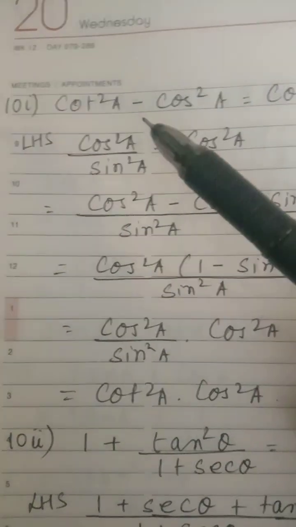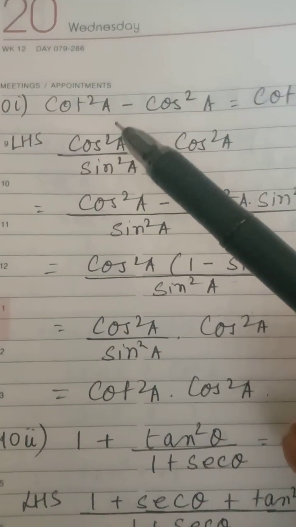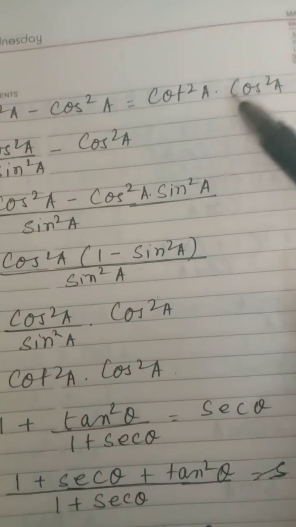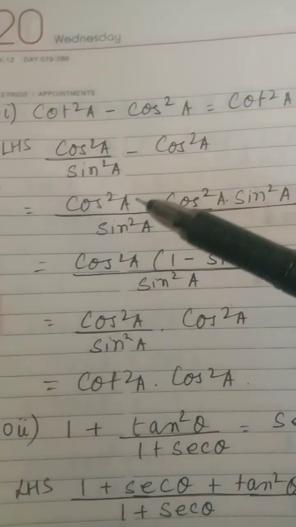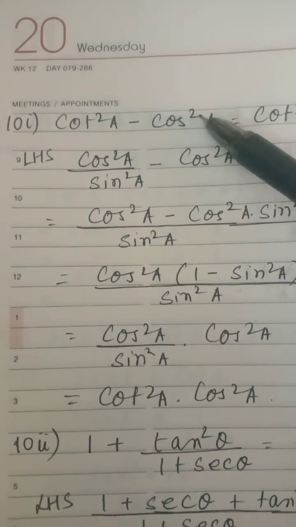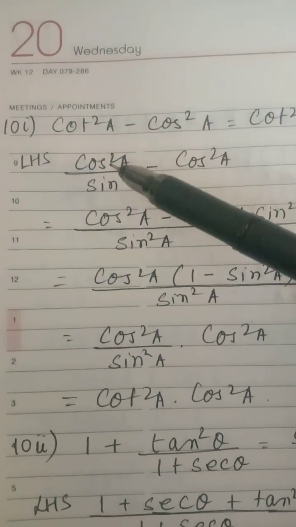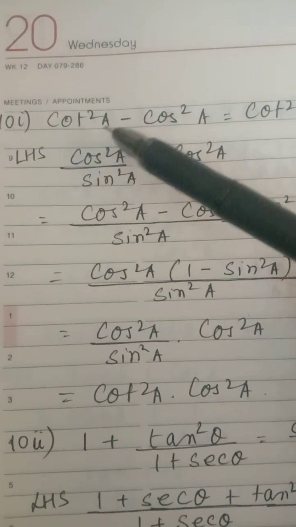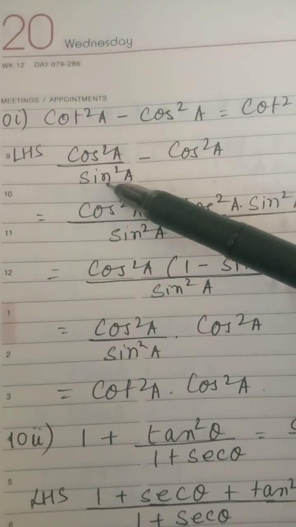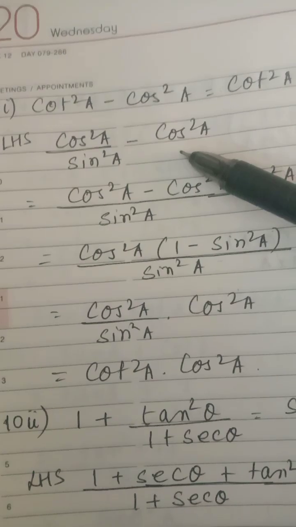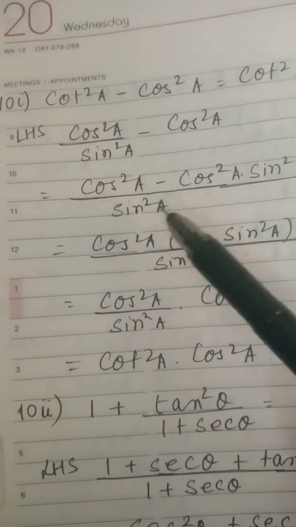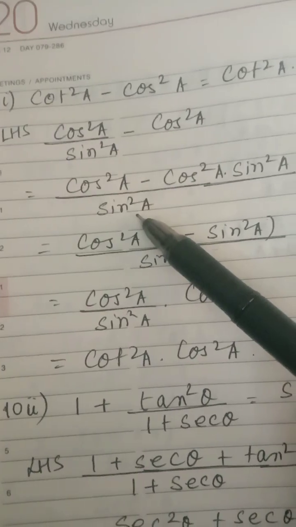To prove this identity, you have to prove cot square A minus cos square A equals cot square A into cos square A. So left hand side, cot square A minus cos square A. Cot A means cos by sine. So cot square A will be equal to cos square A by sine square A minus cos square A. Now take LCM. So LCM will be sine square A.